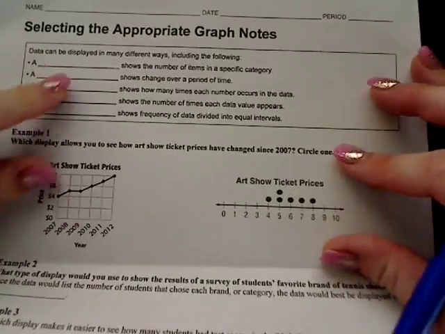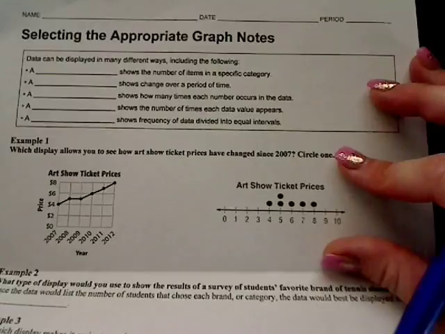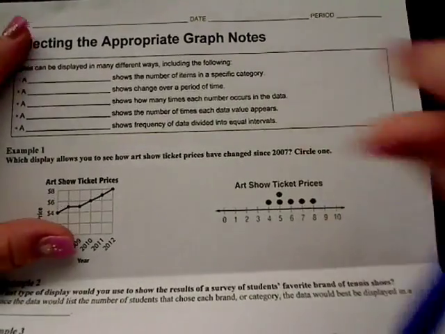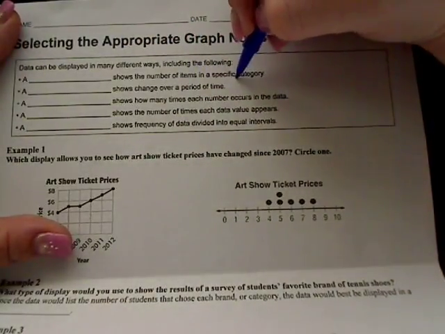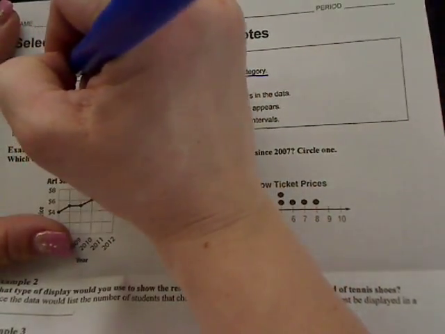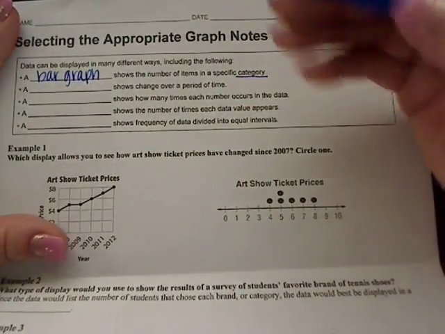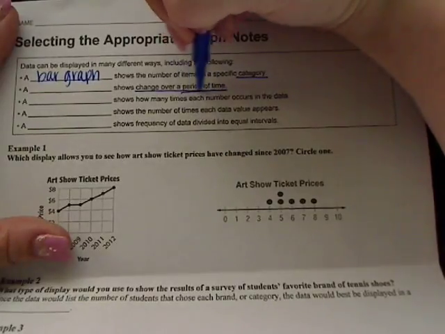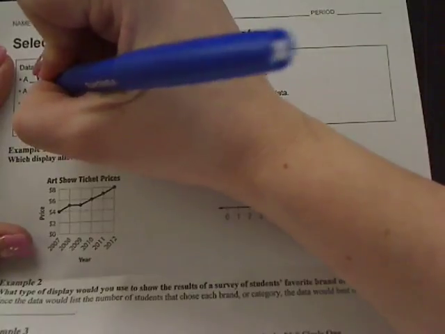So basically, we're going to be given data and we're going to have to figure out what's the best graph to use. So we need to know a little bit about each graph to help us figure out which one's the best. So I need to know what type of graph shows the number of items in a specific category. Well, if I'm dealing with categories, that would be a bar graph. The next one, which type of graph shows change over a period of time? Well, change over a period of time would be a line graph.